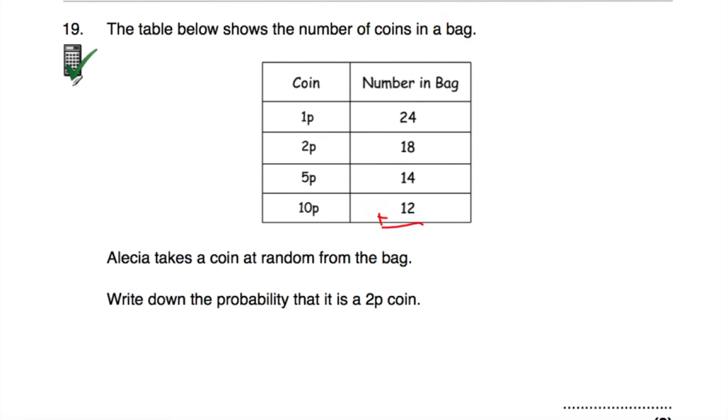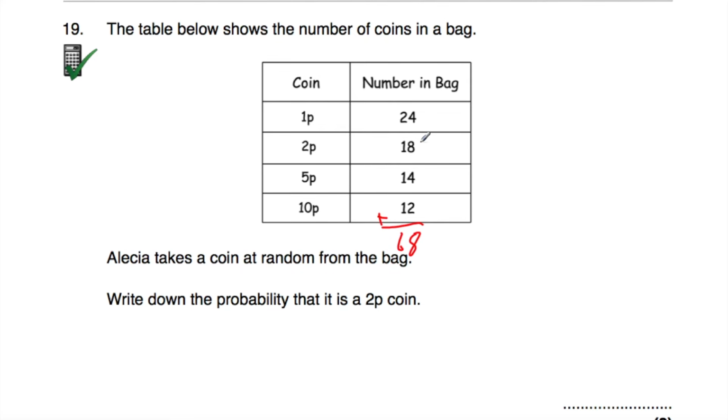And it's a calculator question, so that's quite nice. We can just do 24 plus 18 plus 14 plus 12, and that's equal to 68. So there's 68 coins in the bag. And Alicia's going to take one of those coins at random, one of those 68 coins at random, and we want to find the probability that it's a 2p coin.